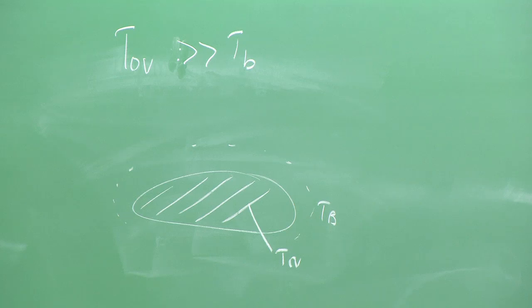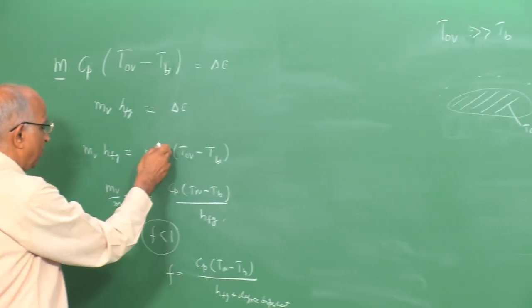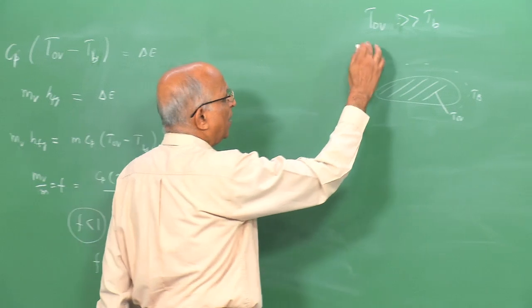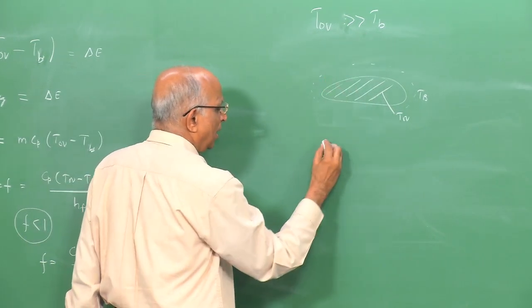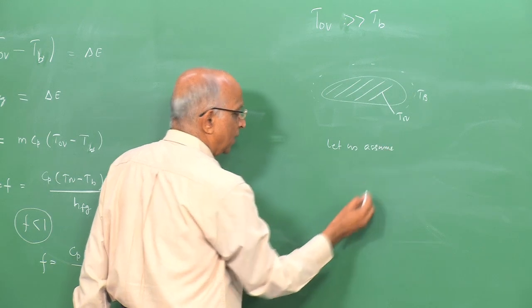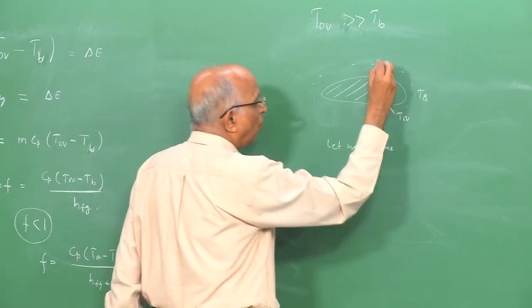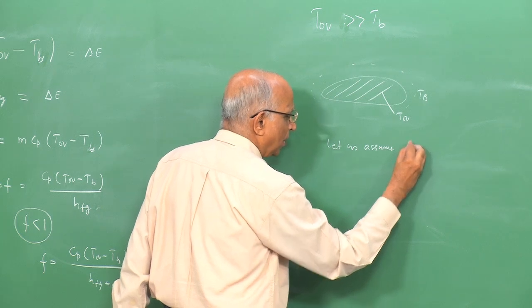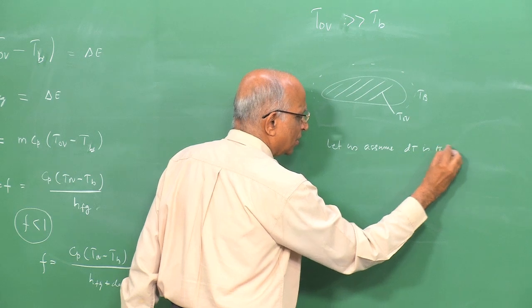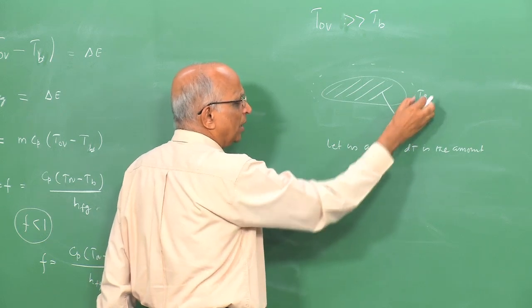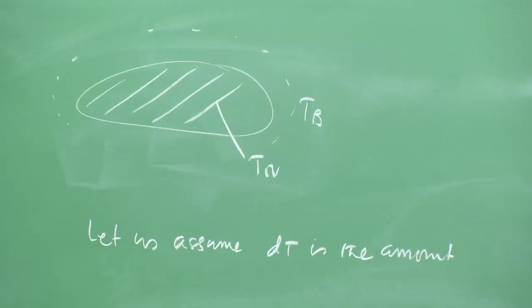But we are talking of these temperature differences being large. We also talk in terms of the specific heat Cp, we also talk in terms of hfg. And whenever we talk of these things, I cannot talk in terms of a larger number. Let us, for the present, say that the degree of overheat compared to the boiling point is dT, the amount by which the overheated temperature exceeds the boiling temperature, and let it be a small number to begin with.